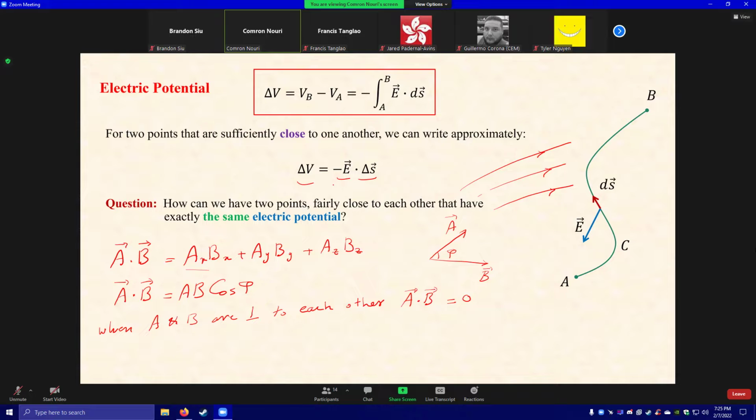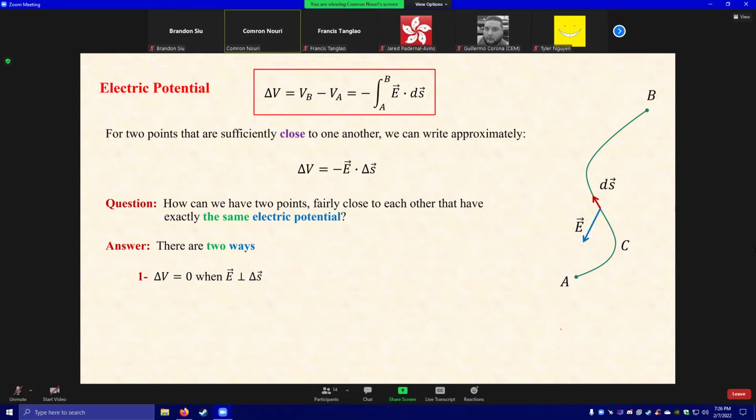All right, so there are two ways that delta V can be zero for two points that are close enough to each other, but not the same point. So delta S is not zero, but delta V is zero. There are two ways it can happen. One is that delta S is perpendicular to E. The other is that the electric field is zero, right? If the electric field is zero, that will happen too. So delta V is zero when E and delta S are perpendicular to each other, or when E is equal to zero.